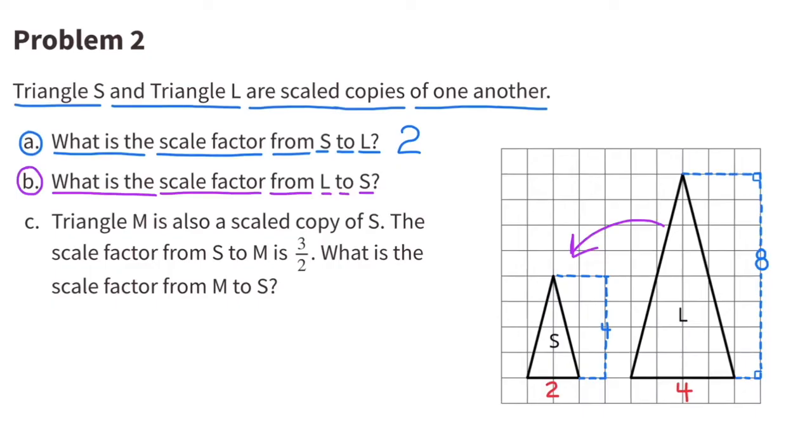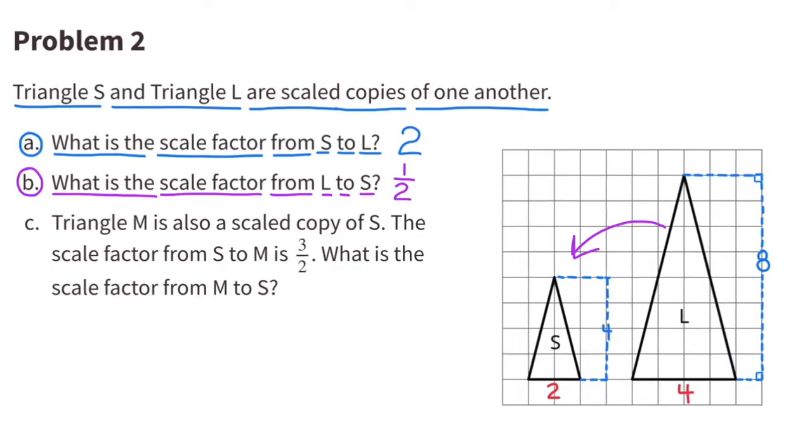B. What is the scale factor from L to S? Going from L to S, the base was 4 and became 2, and 2 is half of 4. The height was 8 and became 4, and 4 is half of 8. The scale factor from L to S is 1/2.